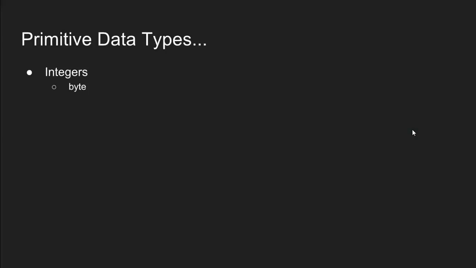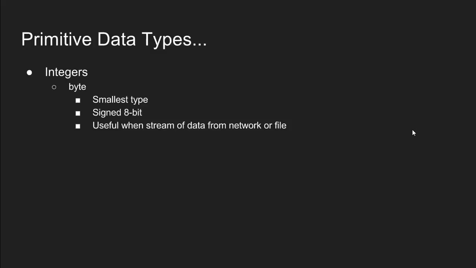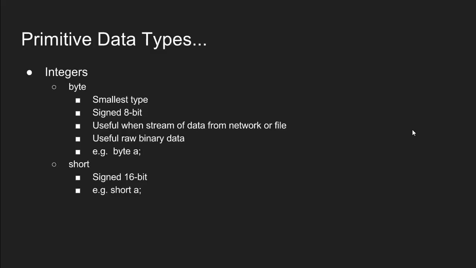First is byte. Byte is the smallest integer type. It is a signed 8-bit data type. Sign refers to positive as well as negative values. It is useful when you are working with a stream of data from a network or file. Means it is useful in file handling as it represents binary data. This is an example of byte variable declaration. Then short data type. It is a signed 16-bit data type and probably the least used data type. Here is the example.